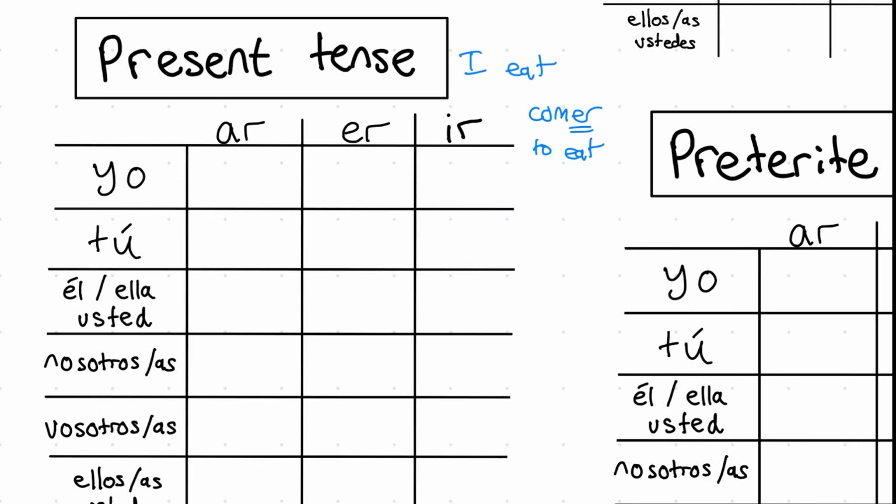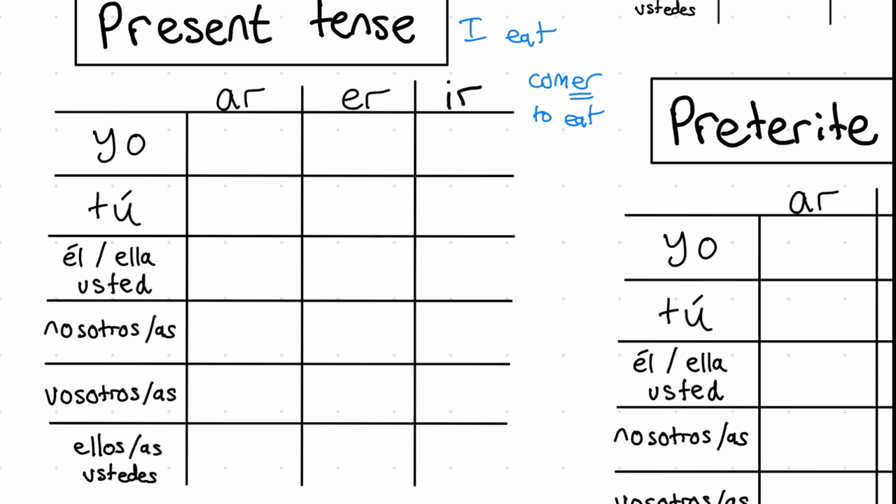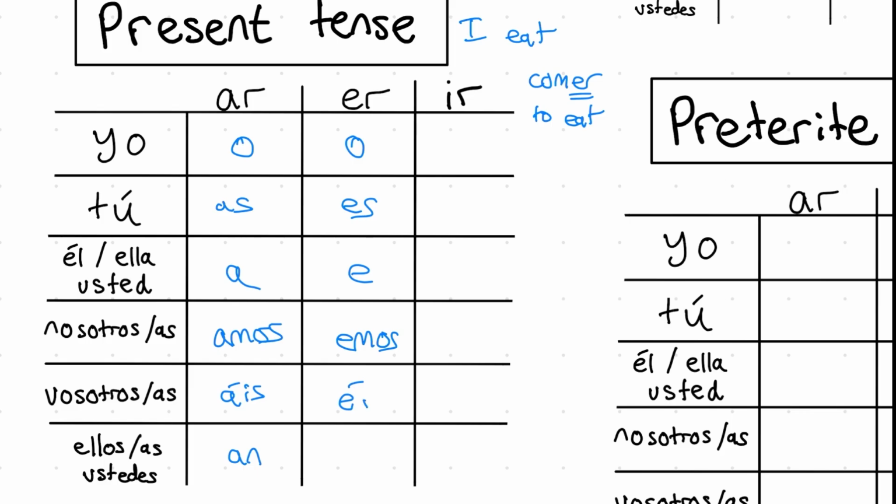So to conjugate verbs in Spanish, we just need to learn endings. So for I in AR, it's going to be o. Then for tú, you singular, as. So o, as, a, amos, áis with the accent on the A, and then an. For ER, it's similar: o, es, e, emos, éis with the accent on the E, and en. And lastly, for IR, we have o, es, e, imos, ís, en. So you'll notice between the ER and the IR endings, they're quite similar, just apart from imos and ís.